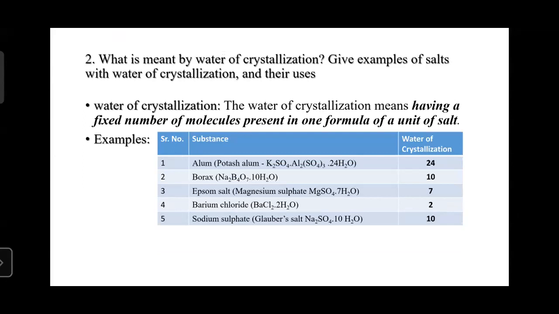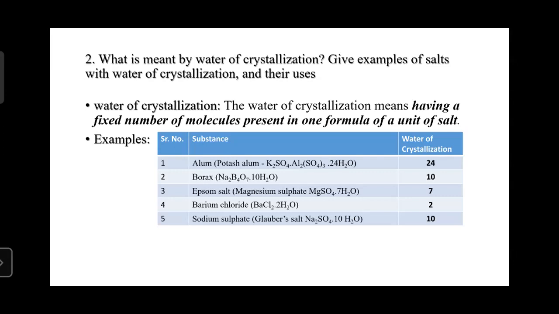Al2(SO4)3 dot 24H2O. The 24 water molecules in the molecular formula show the water of crystallization. Therefore, alum has water of crystallization 24. In borax, the molecular formula is Na2B4O7 dot 10H2O. The 10H2O in the molecular formula shows that borax has 10 water of crystallization.